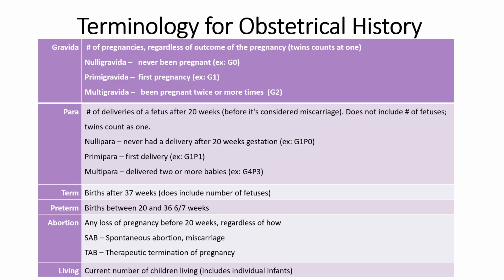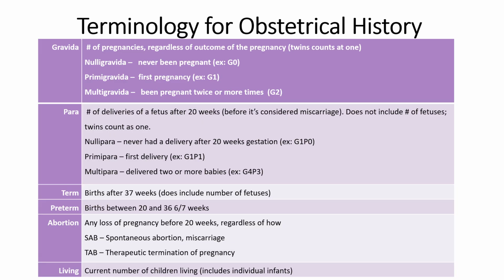Term is considered as the T. Term is any birth after 37 weeks. This does not include the number of fetuses, it's just the actual term. P is preterm, so if you have a birth between 20 weeks gestation and up to 37 weeks, so 36 and 6/7.